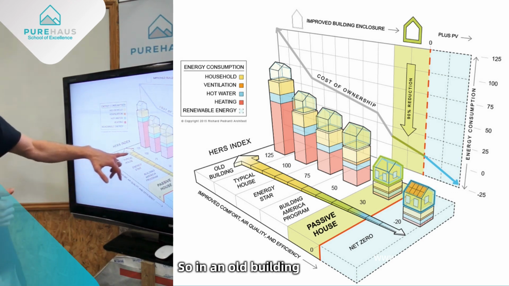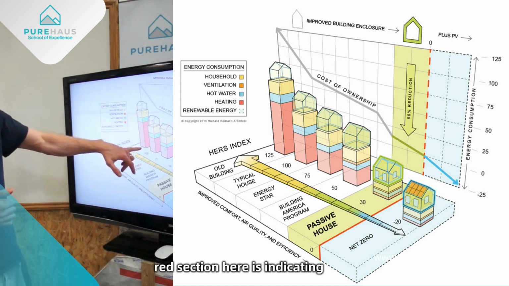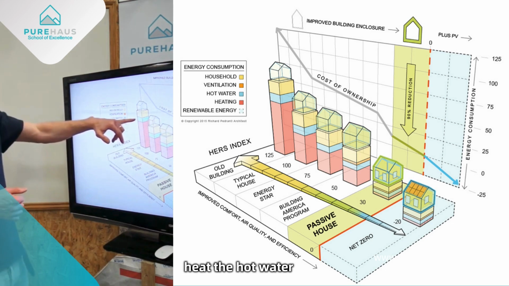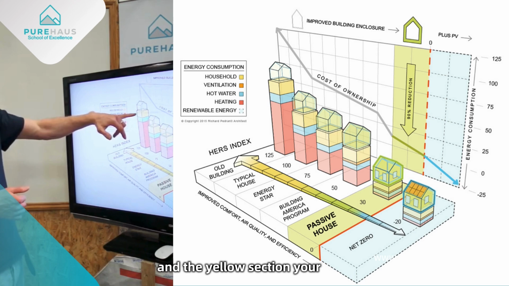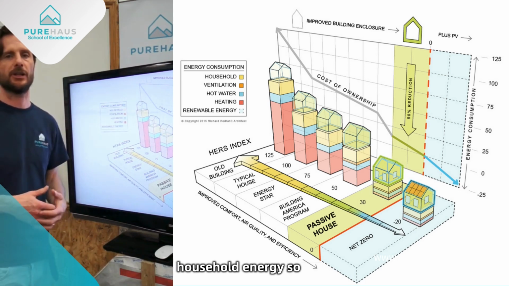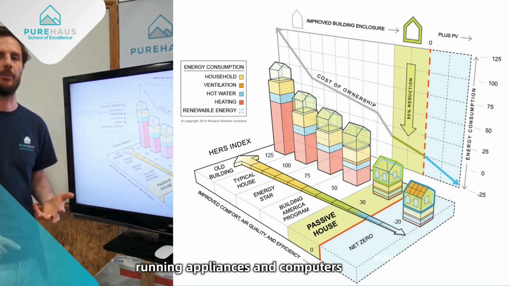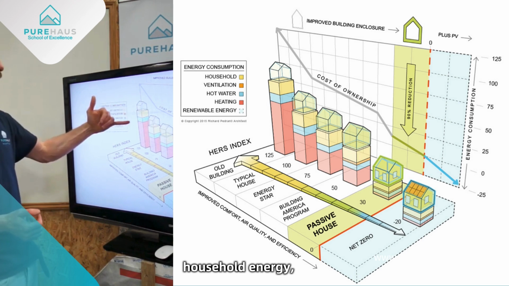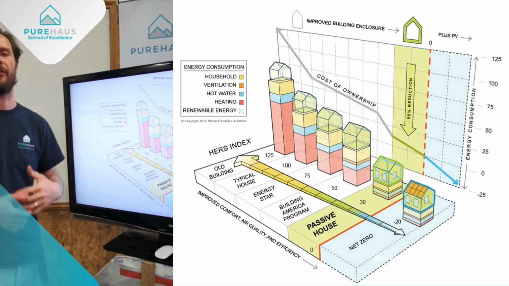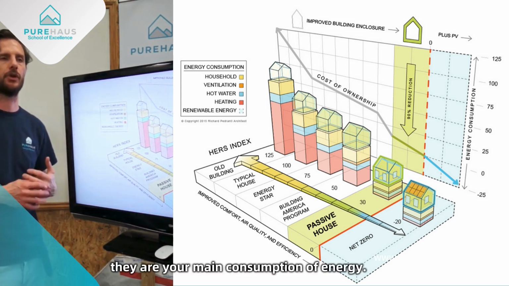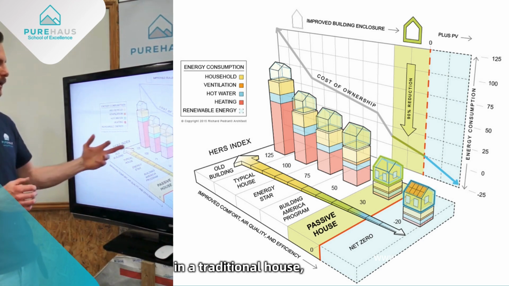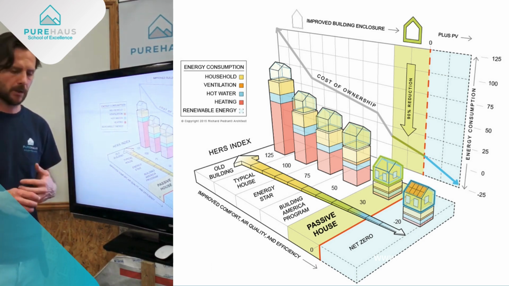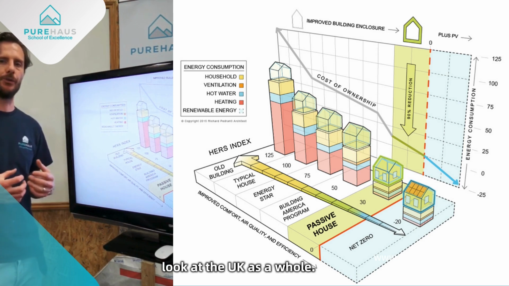So in an old building, as you can see, this red section here is indicating the heating energy. Blue section is to heat the hot water. And the yellow section, your household energy. So running the lights, running your appliances, your computers, anything like that. Household energy, hot water, heating. They are your main consumption of energy. As you can see, in a traditional house, we use lots and lots of energy for heating.